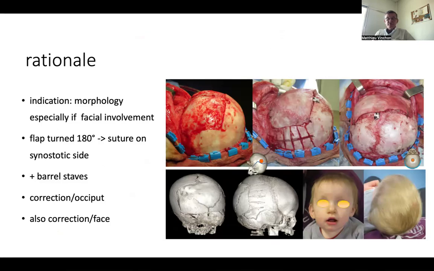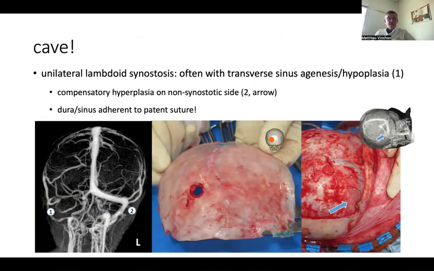So it gives a good correction of the shape of the occiput, but also of the face, as you can see on the picture down. But we have to be very careful when there is a unilateral synostosis, because in more than half of cases of unilateral lambdoid synostosis, we have agenesis or atresia of the transverse sinus. That means that on the non-synostotic side, you have a hypertrophic transverse sinus, as shown here, number 2.